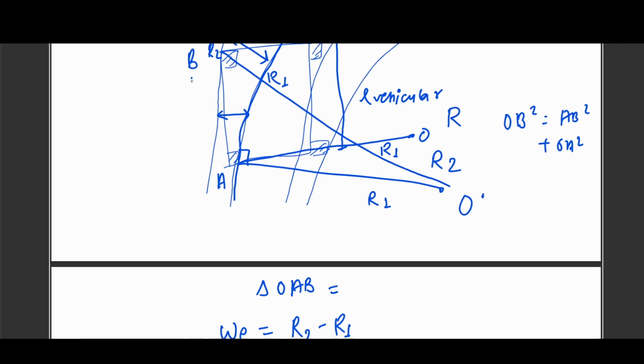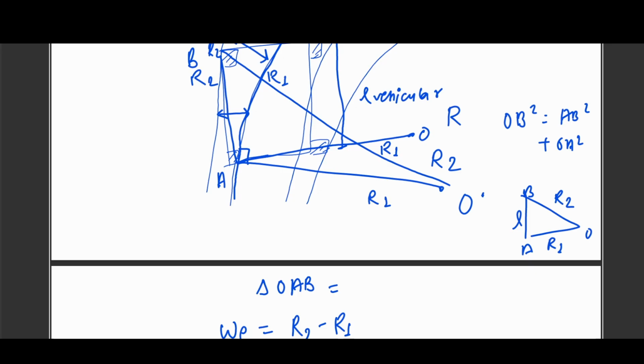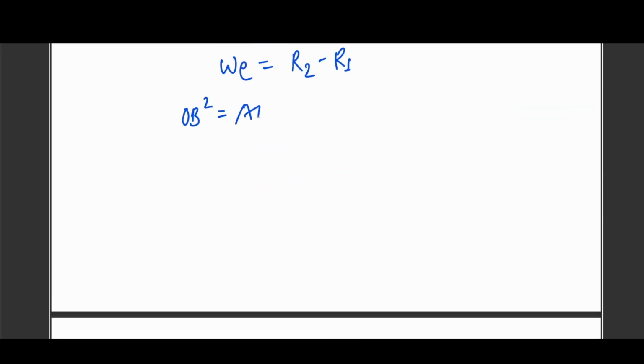And this radius will be r2 as well. This radius will be r1, this radius will be r2, and this will be a triangle like this. This will be r2, this will be r1, this is O, this is A, this is B, and this is l. Okay, so in the triangle we know that OB square equals AB square plus OA square.